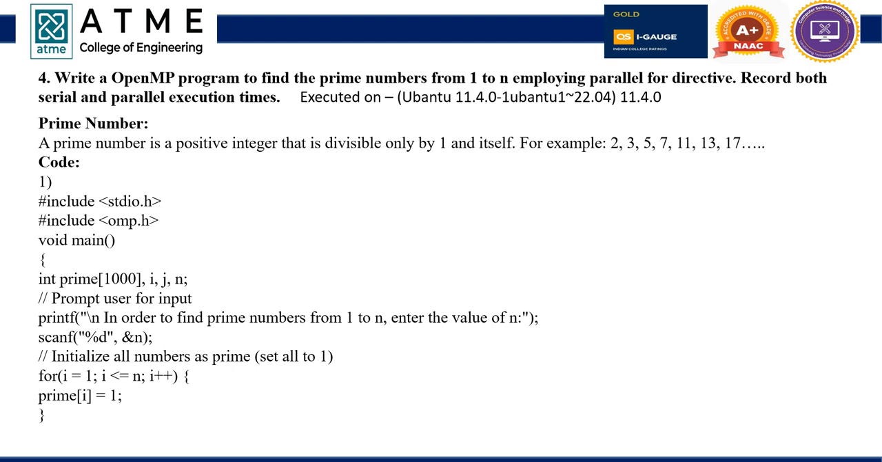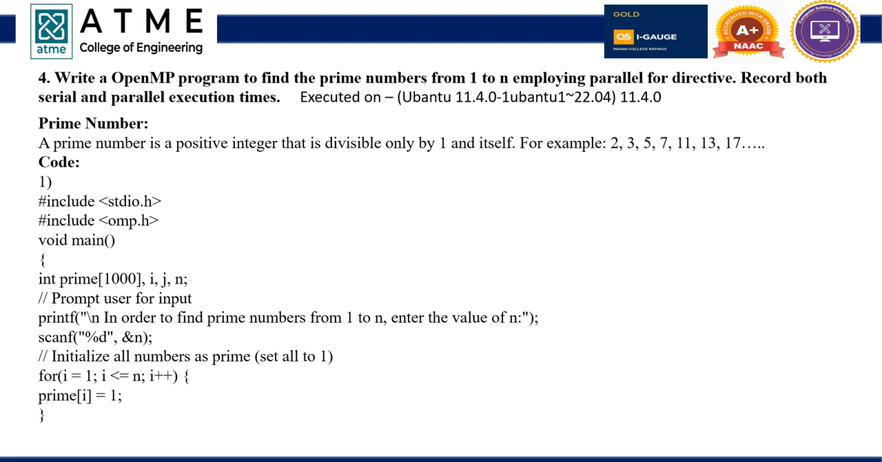The code says #include <stdio.h>. These are the standard input output functions, and we are including omp.h, which is the OpenMP library for parallel programming. So we are including both the standard input output library and the OpenMP library for parallel programming.